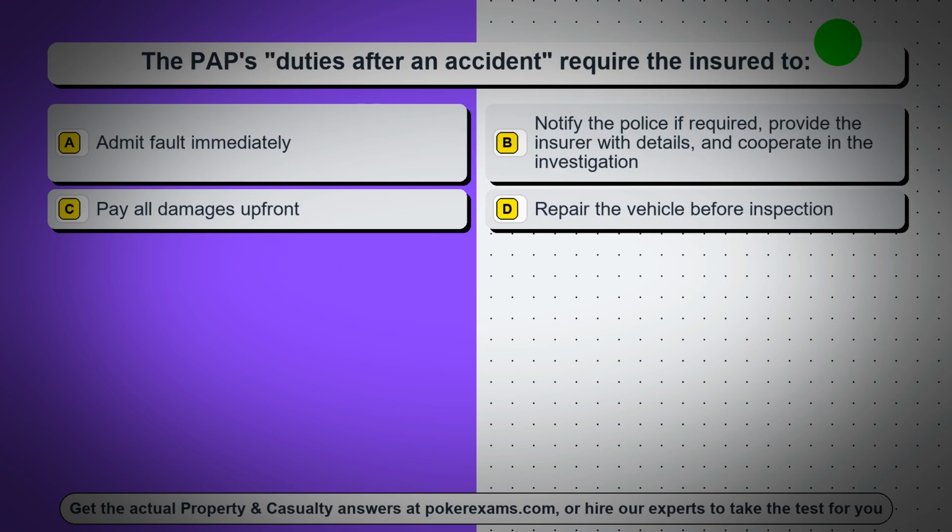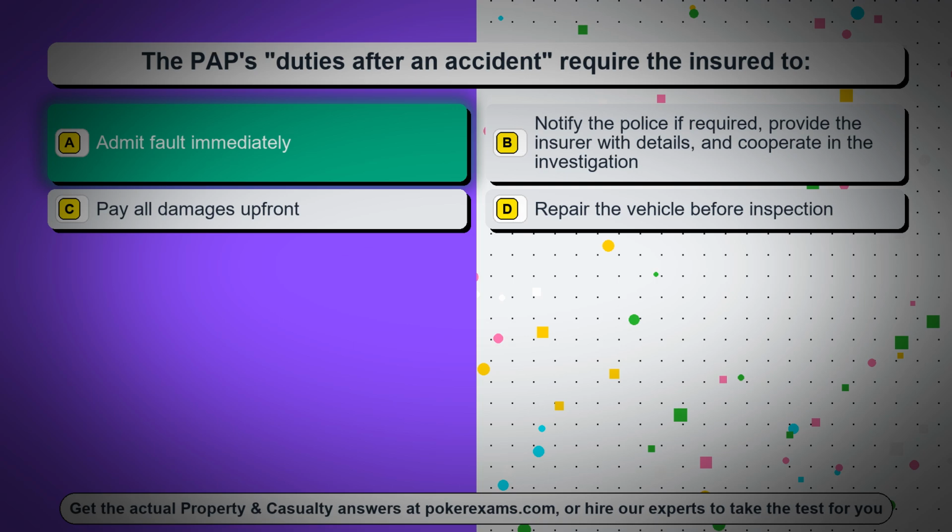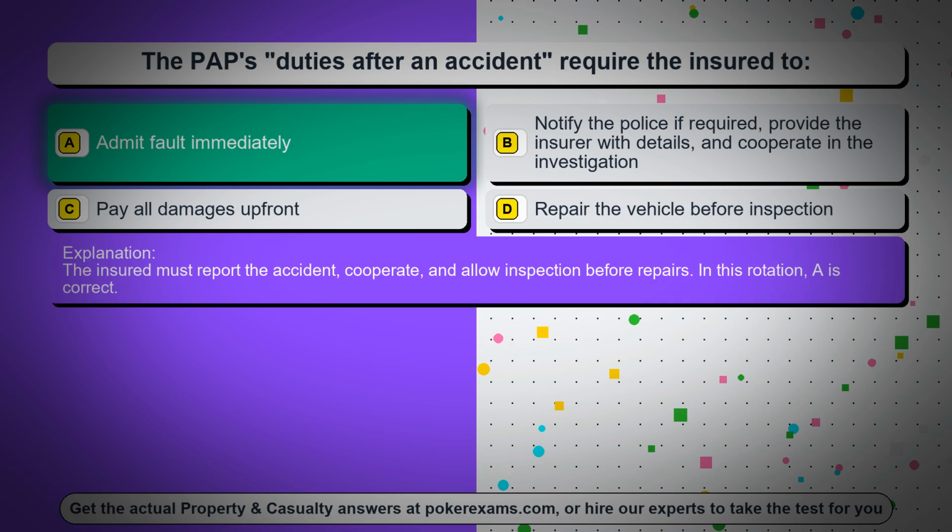Question 65. The PAP's duties after an accident require the insured to, option A, admit fault immediately, option B, notify the police if required, provide the insurer with details, and cooperate in the investigation, option C, pay all damages upfront, option D, repair the vehicle before inspection. The correct answer is option A, admit fault immediately. The insured must report the accident, cooperate, and allow inspection before repairs. In this rotation, A is correct.